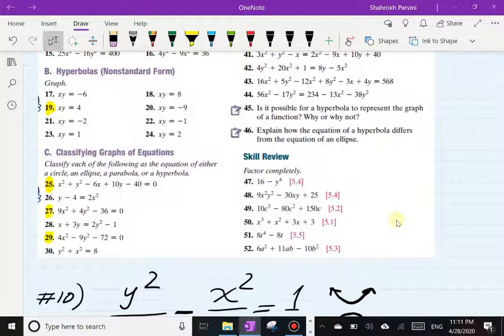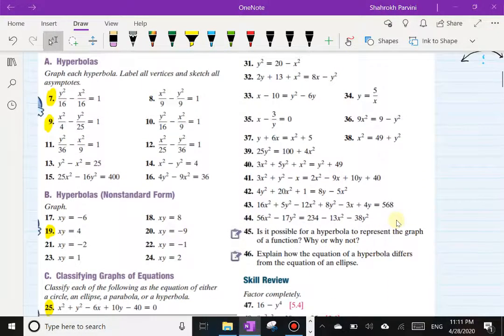So let's begin by going over exercise number 10. Okay, that's this one. You're looking at number 9. We're going to look at number 10. Now, in number 10, because the equation starts with y, we know that this is going to be a vertical hyperbola, meaning the axis of symmetry is going to be vertical.